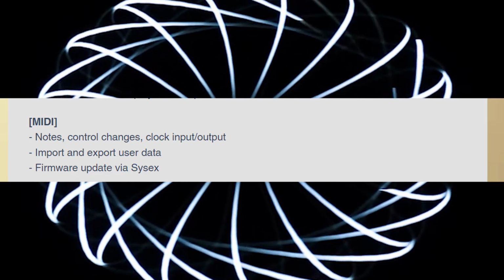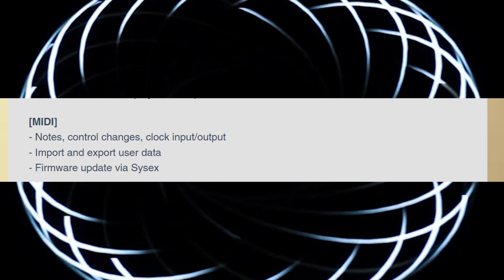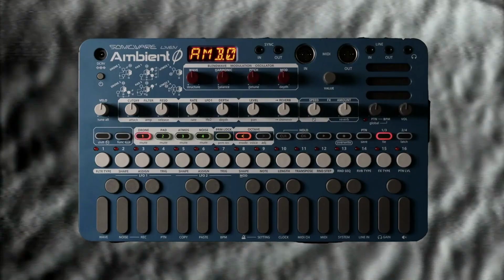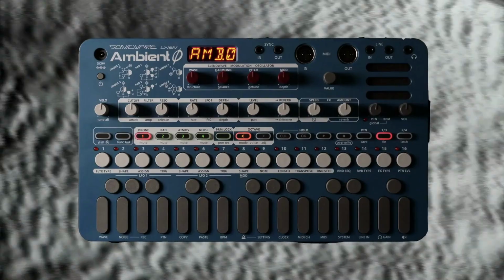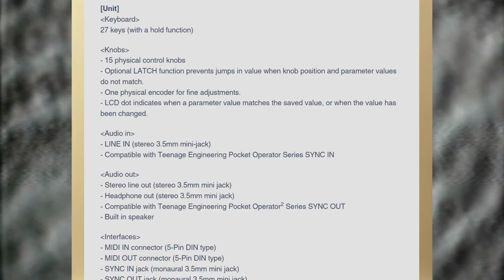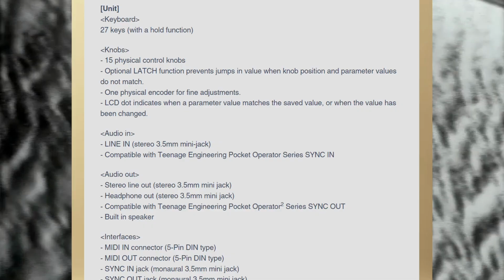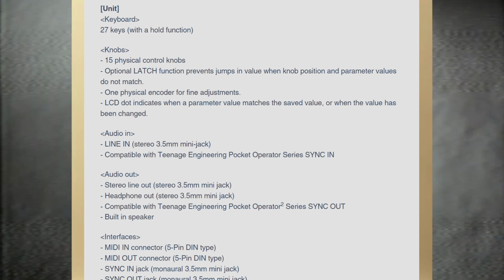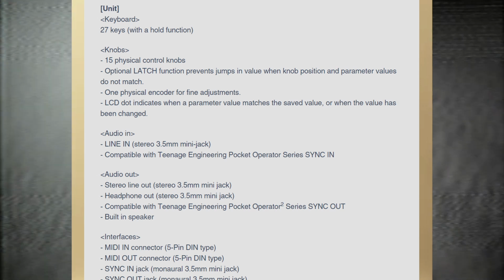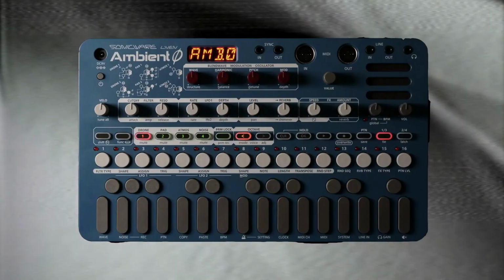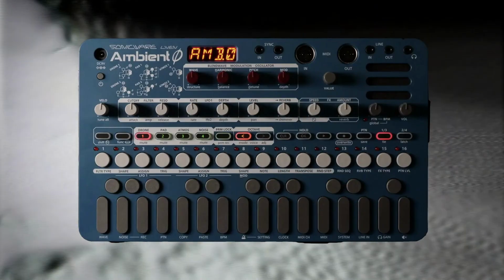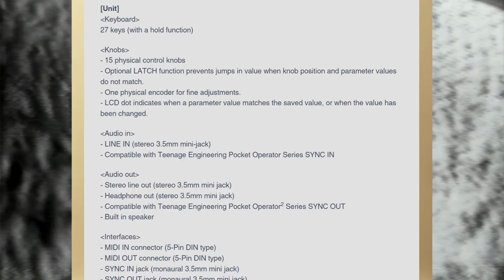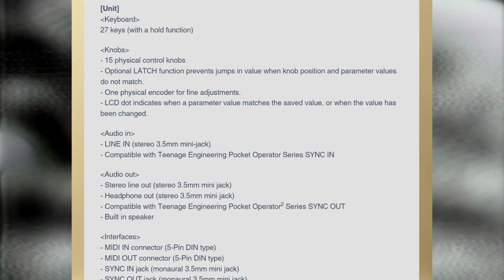You can connect external gear into this when it comes to MIDI, so you have note, control changes, and clock input and output. When it comes to the unit itself, it has 27 keys with a hold function, 15 physical knobs. There's an LCD screen as well. We have a line in, and we also have a sync in, which is compatible with the Pocket Operator series. For audio out, we have stereo line out, headphone line out, and also a sync out, which is compatible with the Pocket Operator series, and it has a built-in speaker as well.